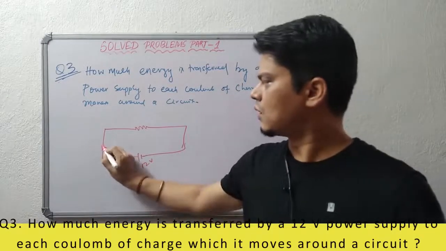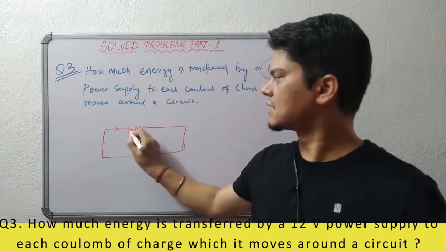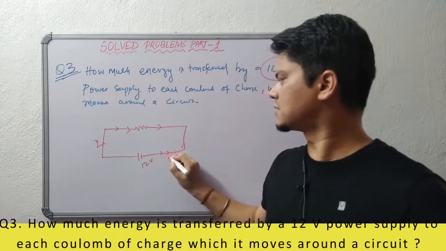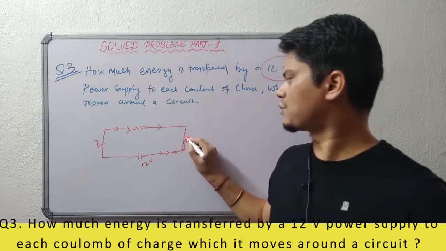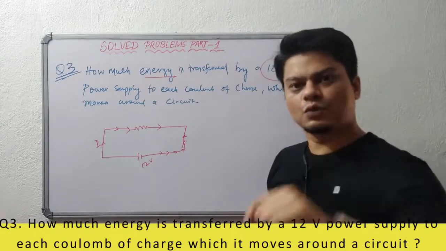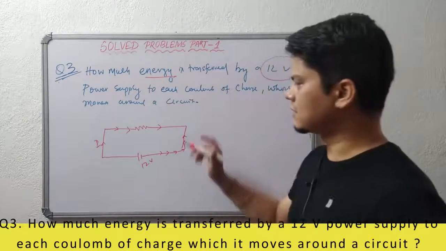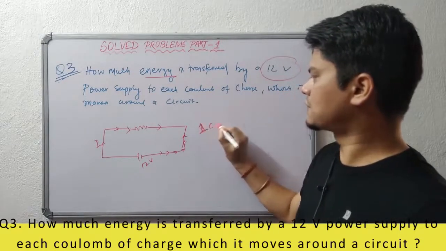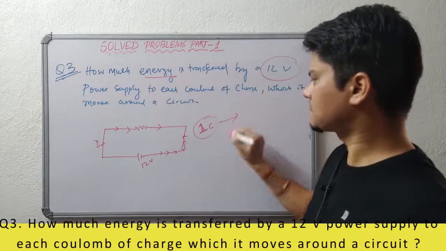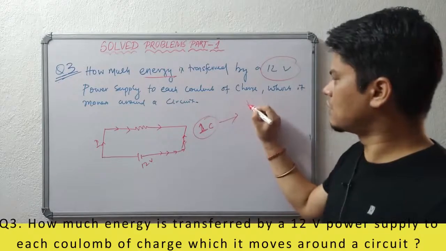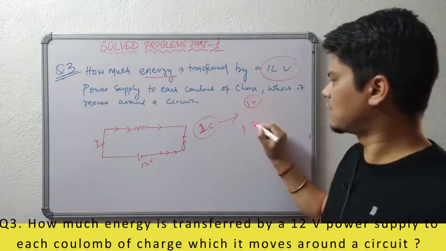This is the current flow direction. So the charges are flowing opposite; the negative charges are flowing in the opposite direction. Suppose for each coulomb of charge, how will we calculate? If I am moving 1 coulomb of charge through a potential difference of 1 volt, how much energy do I need? 1 joule.